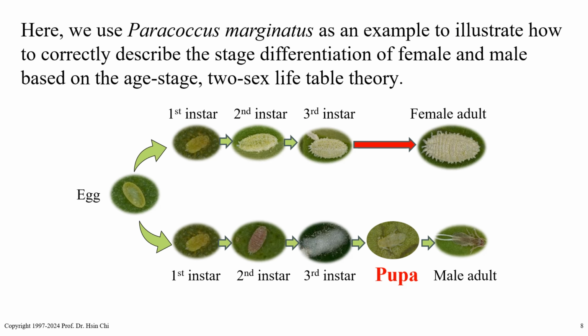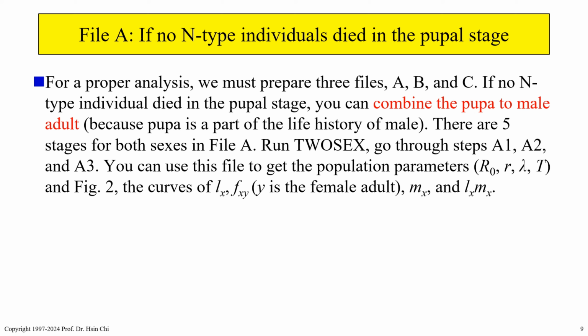Here, we use Paracoccus marginatus as an example to illustrate how to analyze and correctly describe the stage differentiation of female and male based on the age-stage, two-sex life table theory. For a proper analysis, we must prepare 3 files, A, B, and C. If no individual died in the pupal stage, you can combine the pupa with the male adult because the pupa is a part of the life history of the male. There are 5 stages for both sexes in file A.